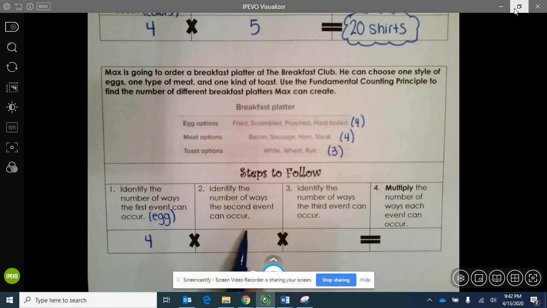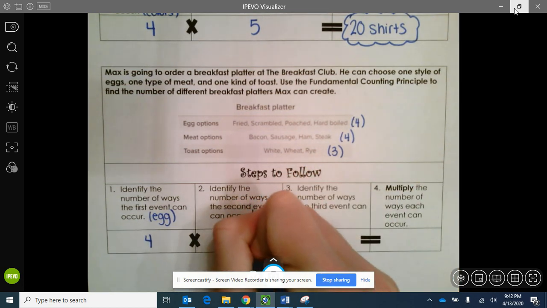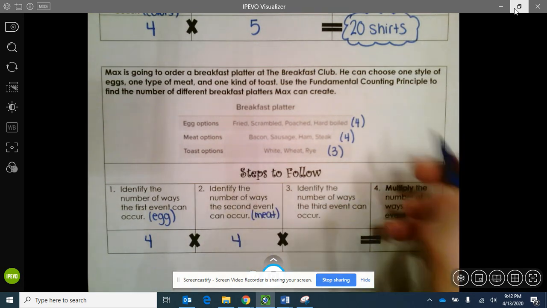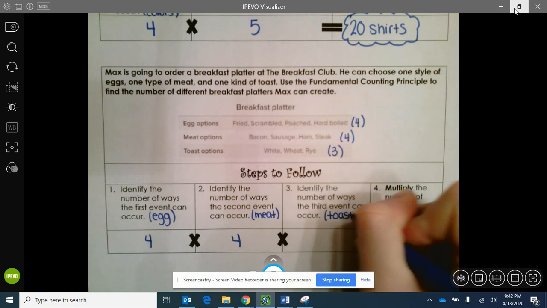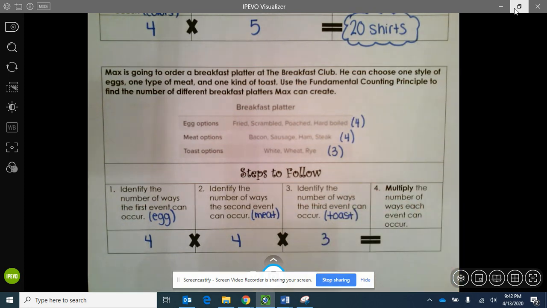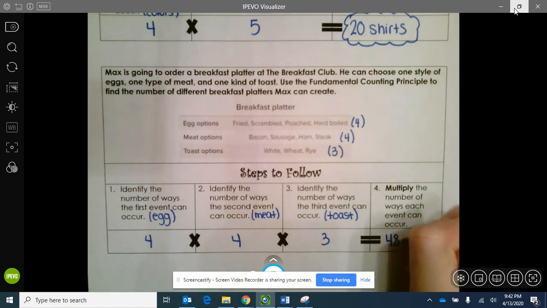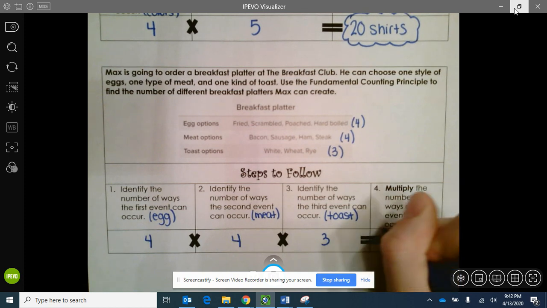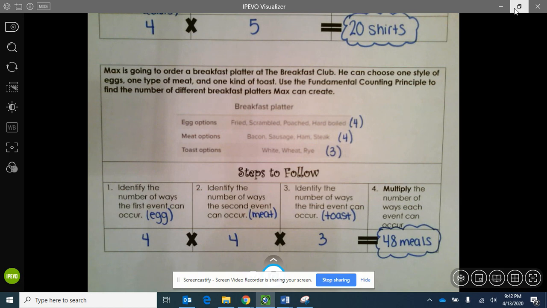Identify the number of ways the second event can occur, so that's going to be his meat options, and he has 4 options there. And then identify the number of ways the third event can occur, that's going to be his toast options, which is 3. So if you take 4 times 4, you get 16. 16 times 3 gives you 48 different meals. Now, if you were calculating the probability, these would be your total number of outcomes or the denominator of your fraction.